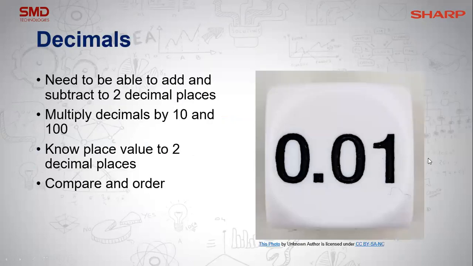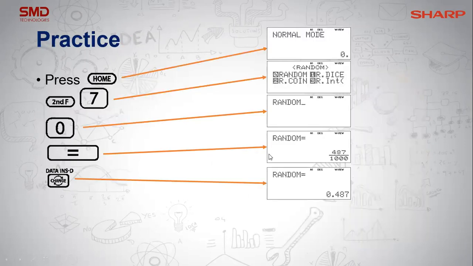Okay, great. Fantastic. So the next thing, and the last section that we're going to cover, because apparently I'm flying through it today, is decimals. For grade 6s, they need to be able to add and subtract to 2 decimal places, and they need to multiply decimals by 10 and by 100, and then of course to know their place values, and of course to compare in order, which is a critical skill, whether you're looking at fractions or decimals or whole numbers as well, and integers in grade 7.